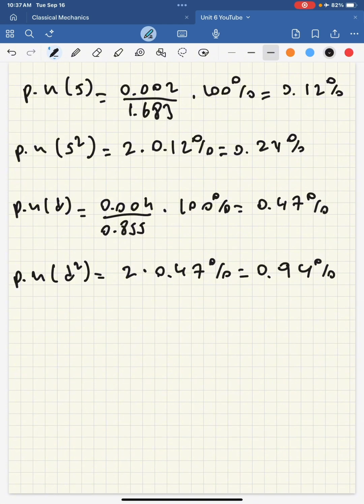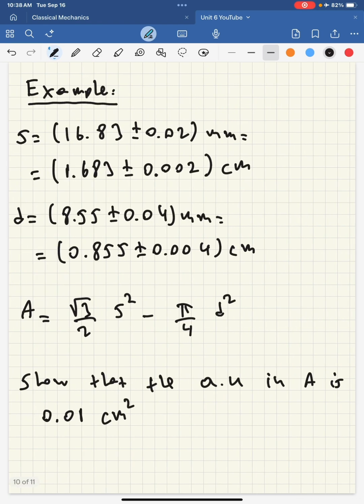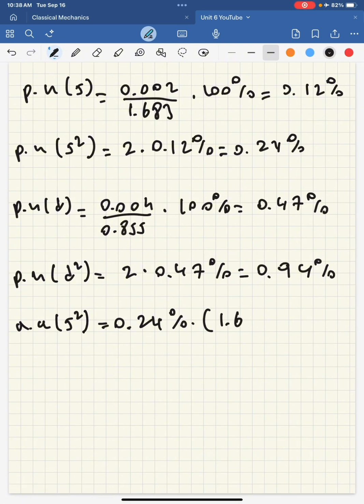Right, now, how can we find the absolute uncertainty in S squared? We multiply the percentage uncertainty in S squared with S squared itself, okay? So the absolute uncertainty in S squared will be 0.24% times S squared. What is S in centimeters? Yes, in centimeters it is 1.683. So 1.683 squared, which yields 6.8 times 10 to the negative 3 centimeters squared.